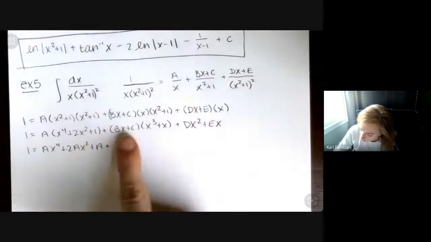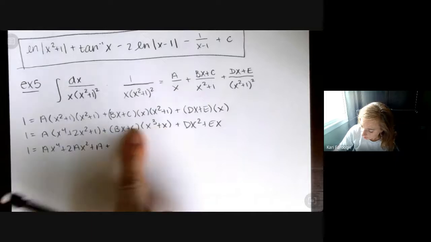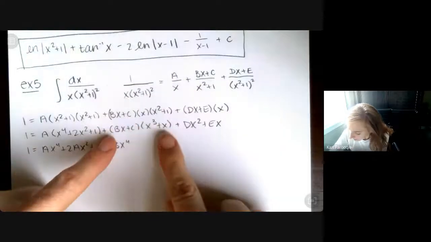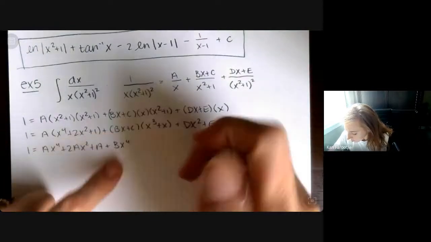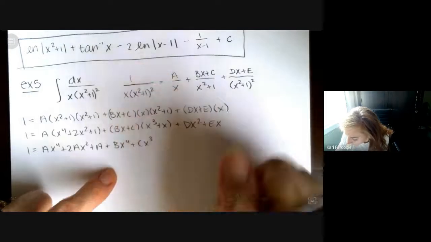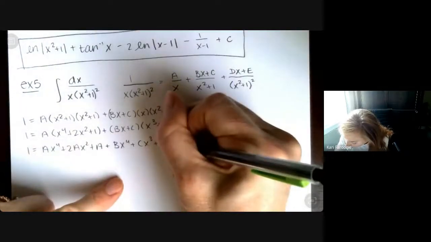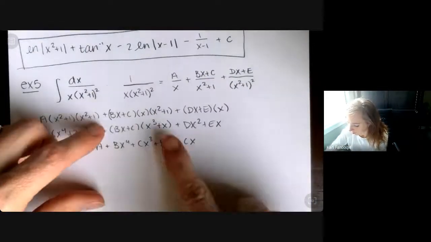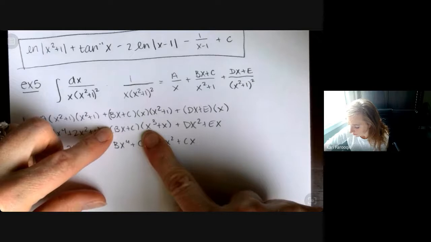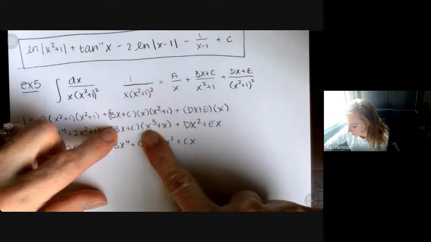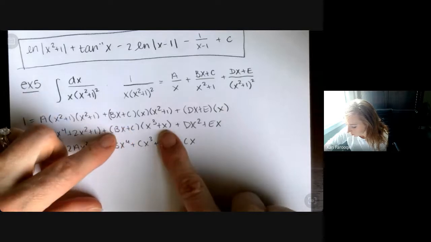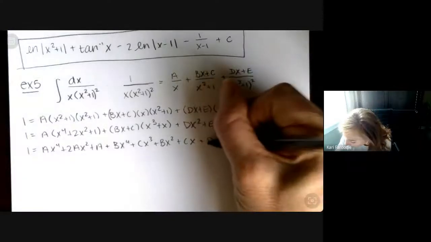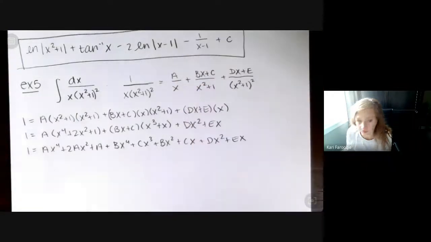And then I'm going to FOIL in the next group of factors. So I'm going to have bx to the 4th, and then plus, if you want to do cx cubed first, that's fine, plus bx squared. I just like to have mine in descending order, plus cx. So we did bx times x cubed plus c times x cubed plus bx times x plus c times x, and then plus dx squared plus ex.